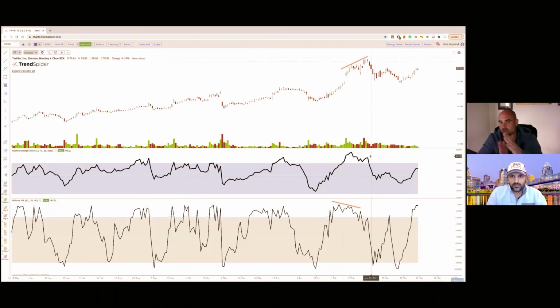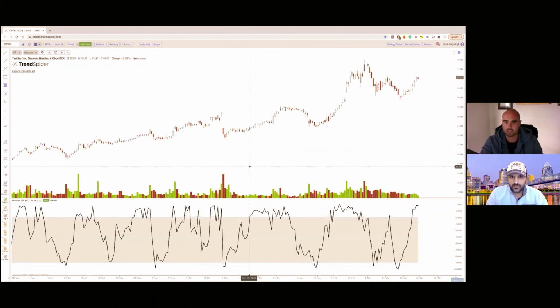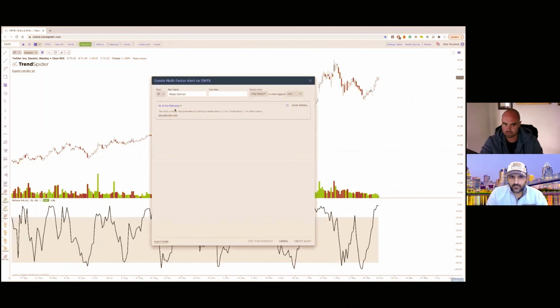Positive divergence is when the price is going lower, the oscillator is hitting higher lows, and that's generally a pretty good sign that you're getting exhaustion of the trend to the downside. So one thing that you can do is create alerts on these lower indicators. So maybe you want to know anytime the Williams percent range gets back below -90, you just go to create alert, multi-factor alert. You can add condition, and you can say, in this case, we're on the daily chart.